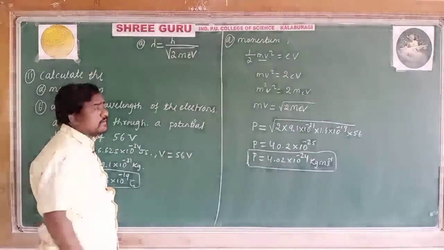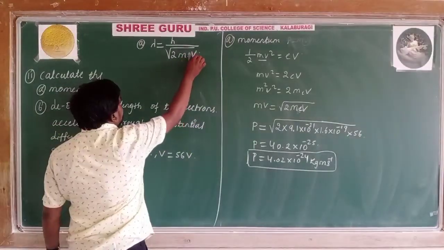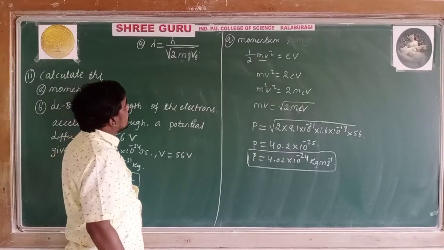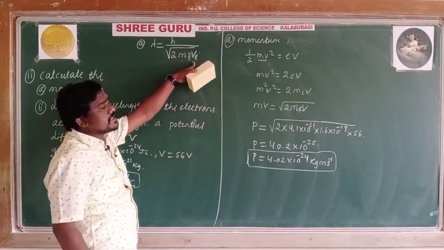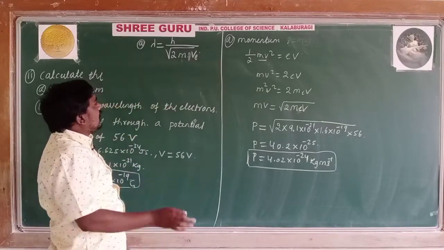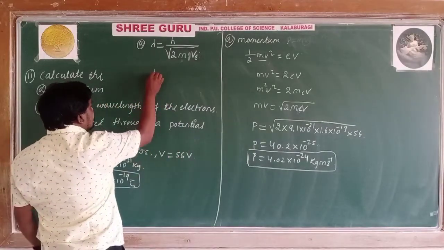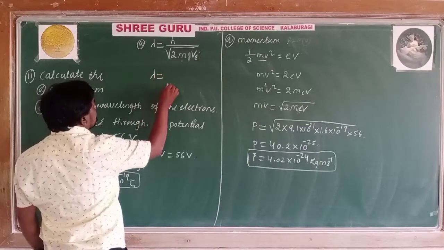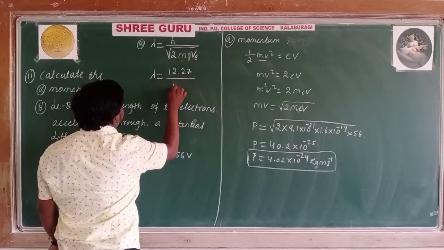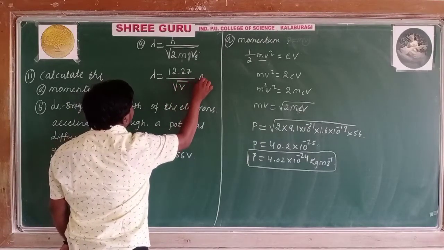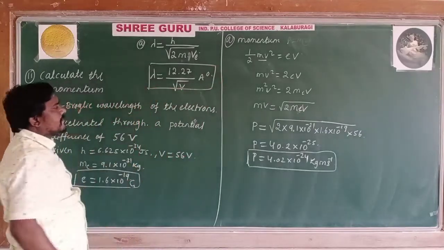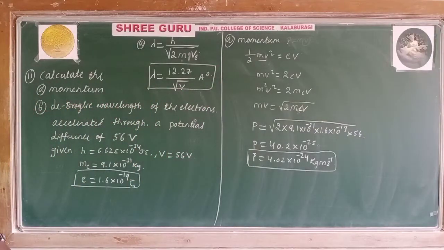Electrons means, or you write better here, if you are confused, write EV, meaning electron volt. If it is a neutron, you write neutron; if any charge, you write Q. Or instead of this we can use this formula also: lambda is equal to 12.27 by under root of V in terms of angstrom.